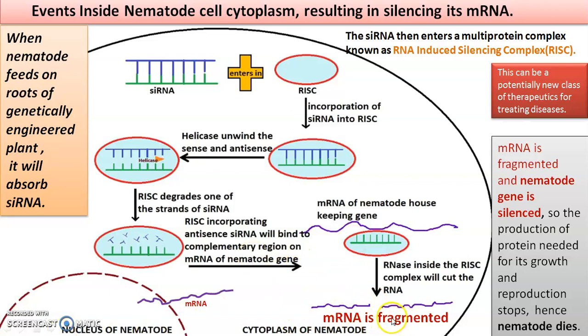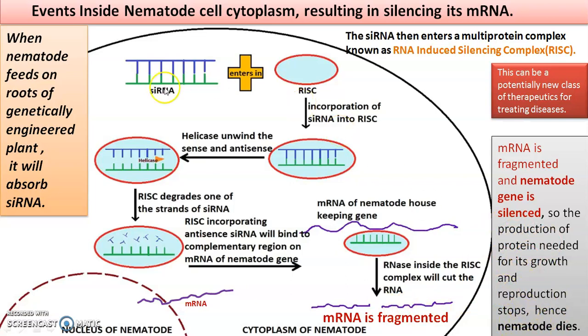So what will happen to the nematode? This whole thing is happening in the cytoplasm of the nematode once siRNA is absorbed by feeding. The mRNA is fragmented, so the nematode gene is silenced. This is called silencing. It will not work. That is why it will not translate, and that is why it is called silencing. So the nematode dies because that protein needed is not formed.